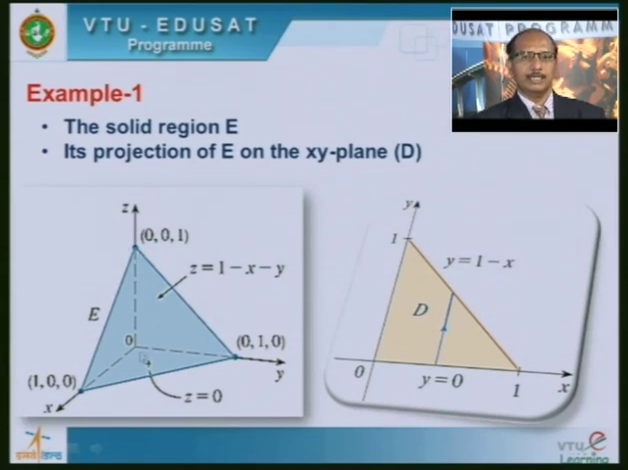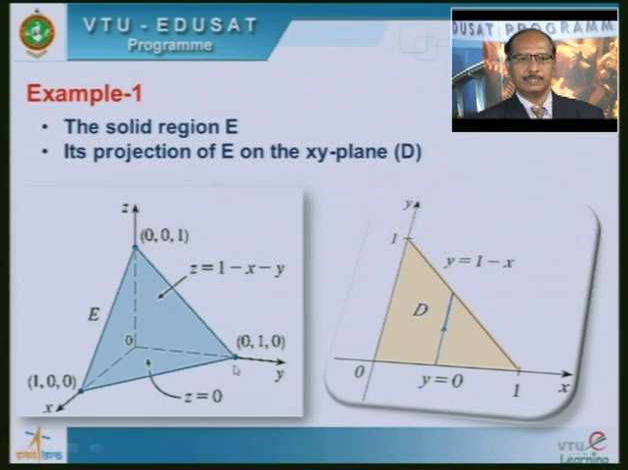Now, we take its projection on the xy plane. Its projection on the xy plane, you can see in another picture, is a triangle. You see z equal to 0, this itself is the projection of the solid E. This is the region D. It is taken in a separate picture. This is the x axis, y axis. So, what is this line? It cuts (1, 0) and (0, 1), this line.